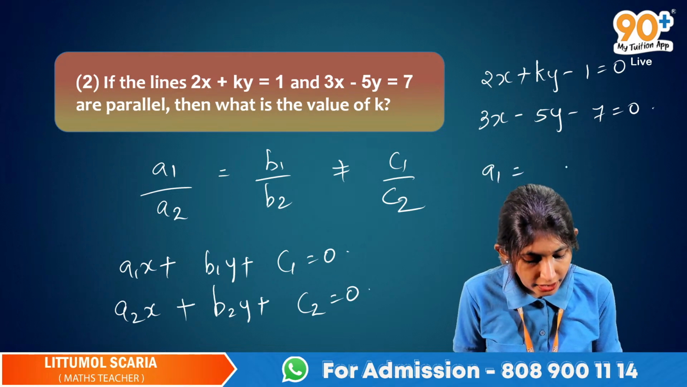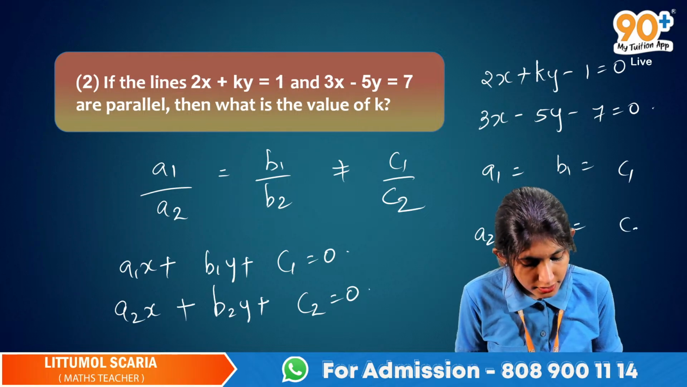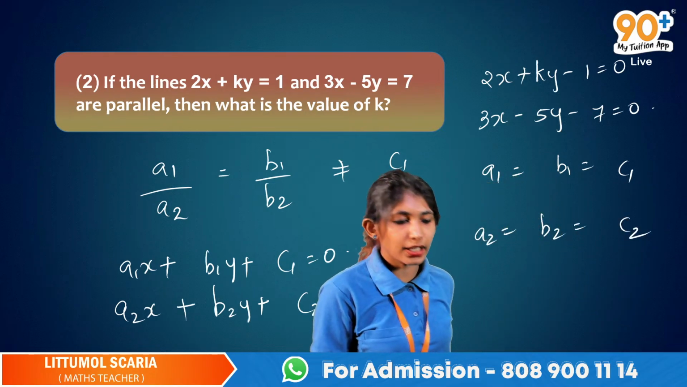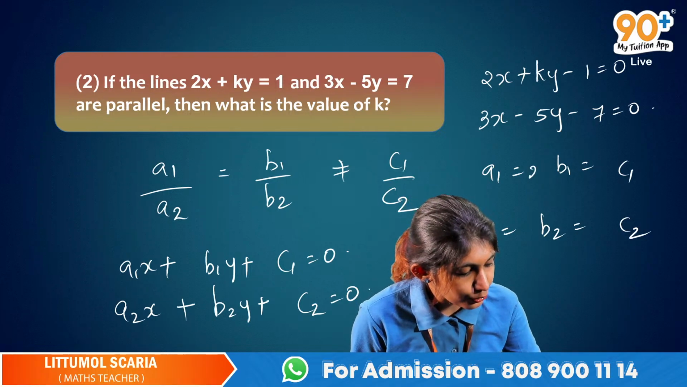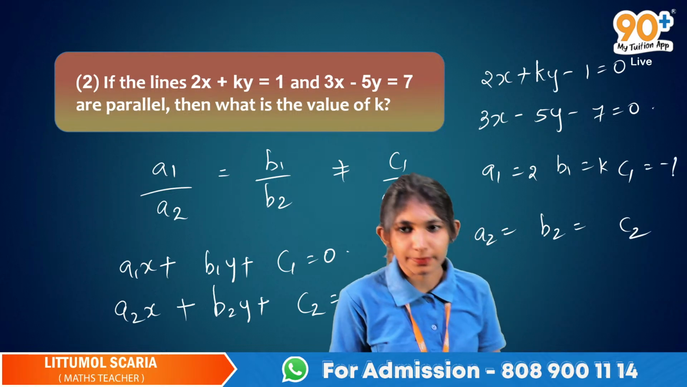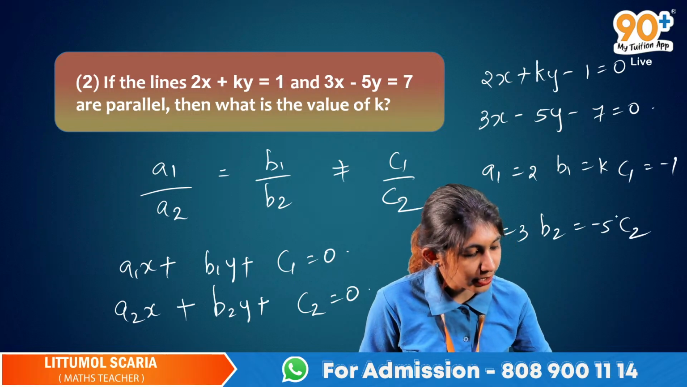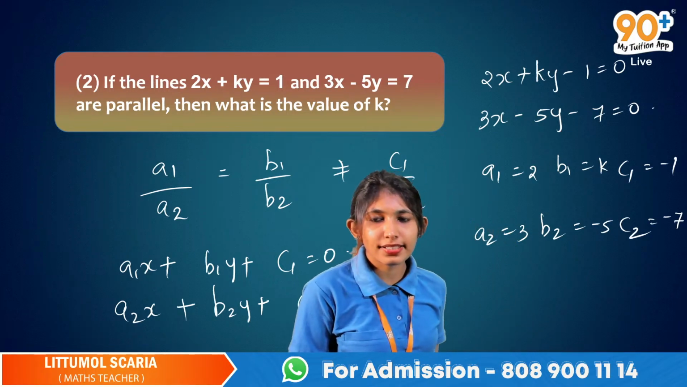What is A1? What is B1? What is C1? Comment fast. A1, B1, C1, A2, B2, C2, from the equation, compare with the general equation. Yes, A1 is equal to 2, B1 is equal to k, C1 is equal to minus 1. A2 is equal to 3, B2 is equal to minus 5 and C2 is equal to minus 7. So these are the values.